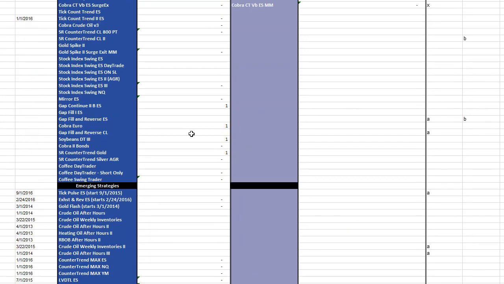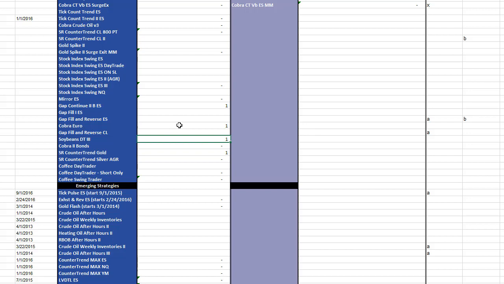SR counter trend gold is our superstar strategy and responsible for a lot of the profits. It hasn't traded since October, very beginning of October, and so we would like it to trade. Anytime it's been on a winning streak, so the next time it trades, it could actually go through a losing streak. So that's part of the risk analysis.